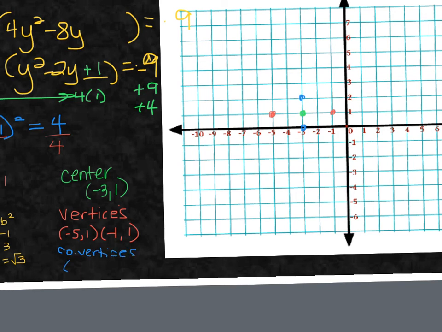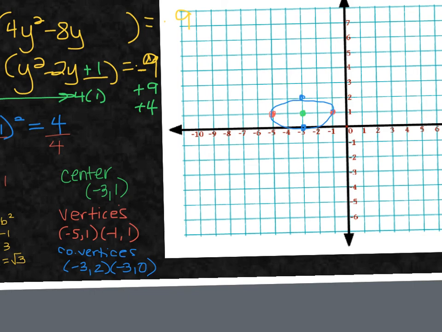Which again, I can get from the graph, (-3, 2) and (-3, 0). Or I could go look at my center, and because we're moving up and down on this one, I'd be adjusting the y, so I'd be adding 1 to the y, -3, and then 1 plus 1 is 2, and then subtracting 1 from the y, the -3 stays, 1 minus 1 is 0. So I can already draw my outside of my ellipse.